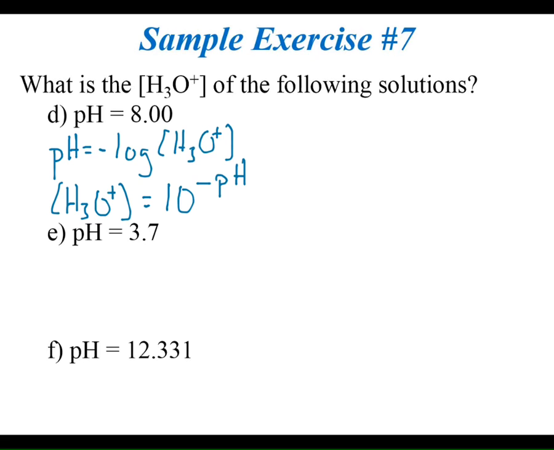So let's try this. So the hydronium would be anti-log of negative 8.00. So try that on your calculator. Basically 10 to the negative 8th, you can tell. But negative 8, anti-log, what did you get? Something times 10 to the negative 8th? 1, yeah, probably 1. Question is, though, is it 1? Is it 1.0? Is it 1.00?